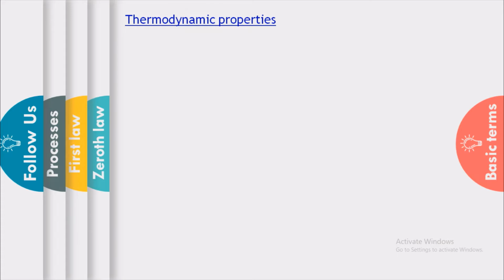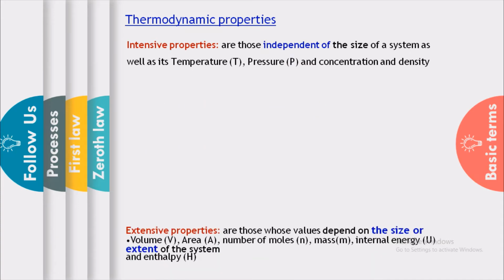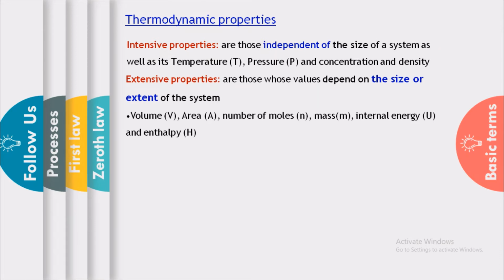A thermodynamic property depends only on the state of the system and is independent of the path by which the system arrived at the given state. Hence all thermodynamic properties are point functions. Please note that all thermodynamic properties are point functions. Thermodynamic properties can be either intensive properties or extensive properties.